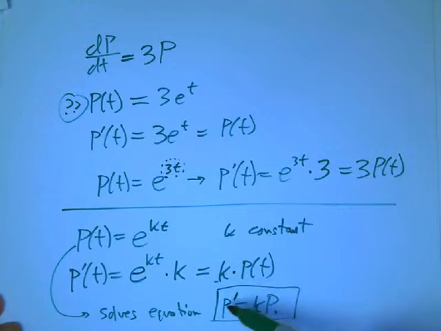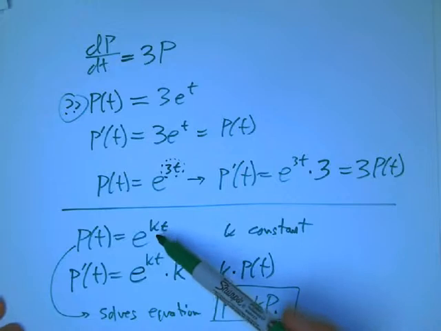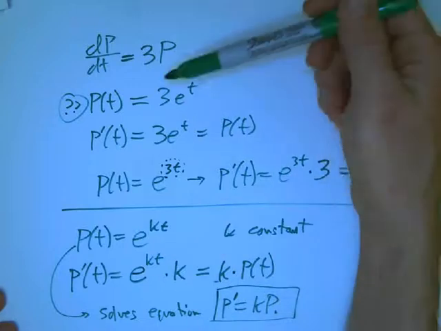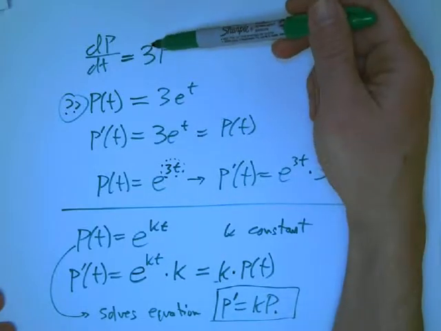Here, we had this kind of equation. P prime is a certain constant multiple of itself, and we've found at least one solution to that. And then there's a big question as to, are there other solutions to that? Well, let's go ahead and address that real quick.